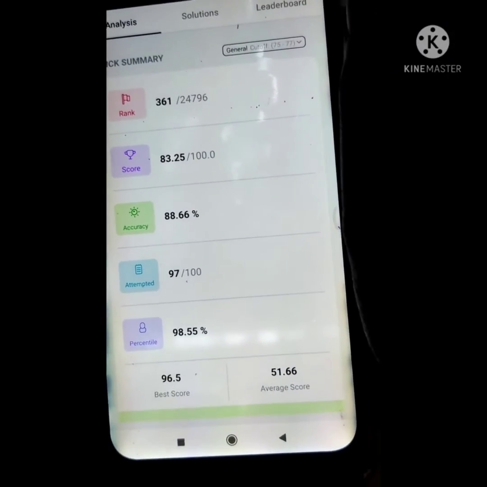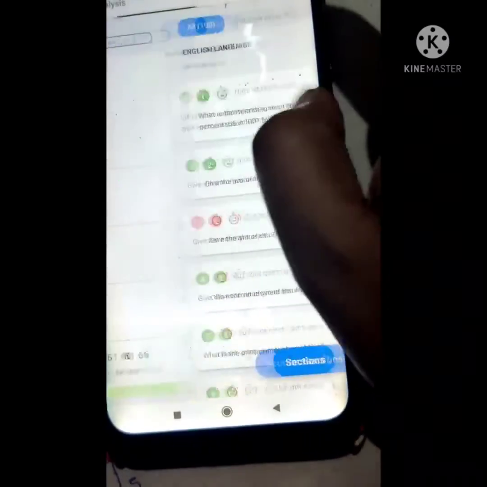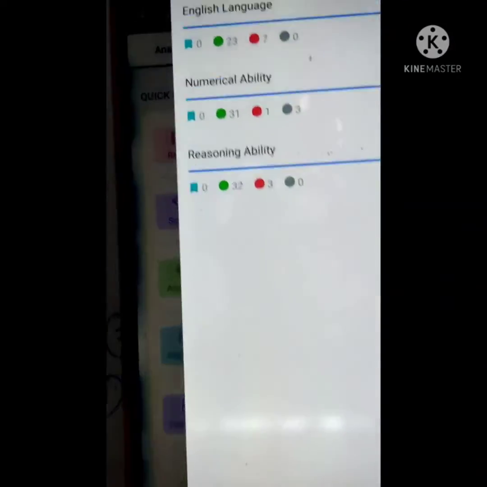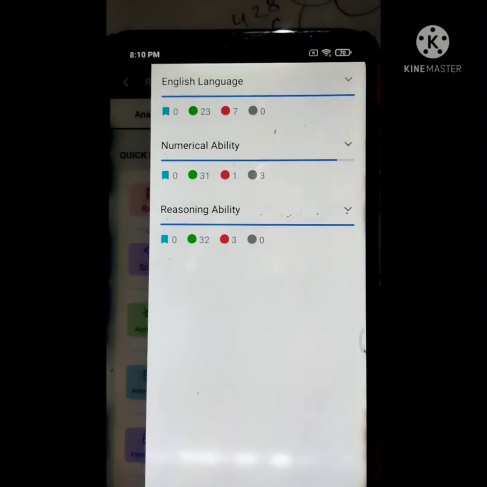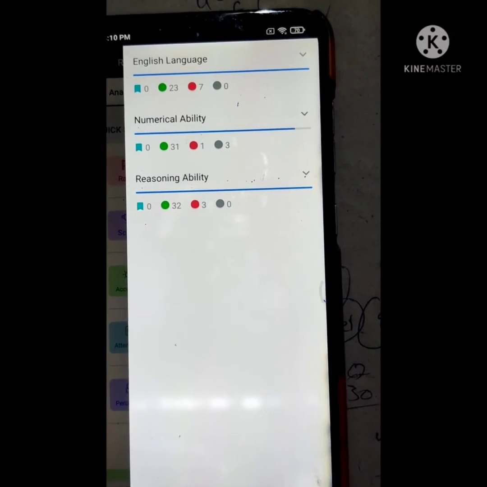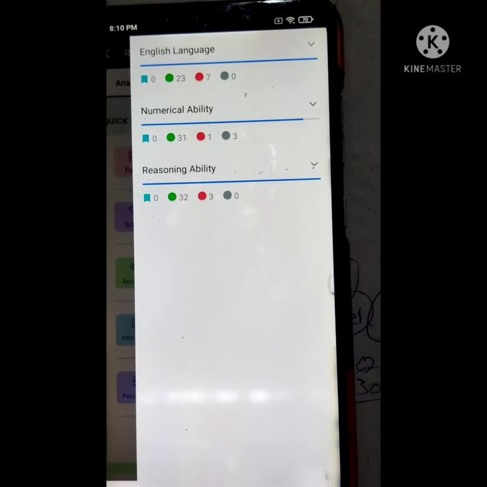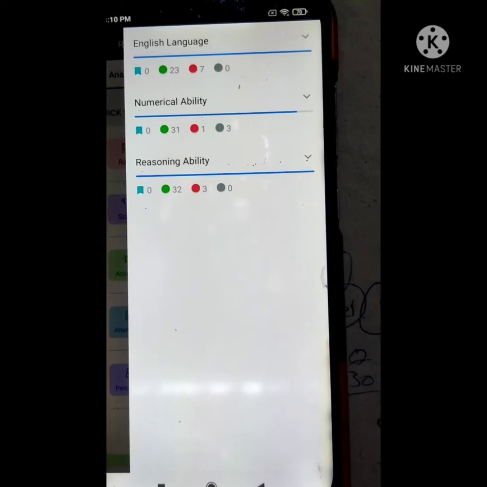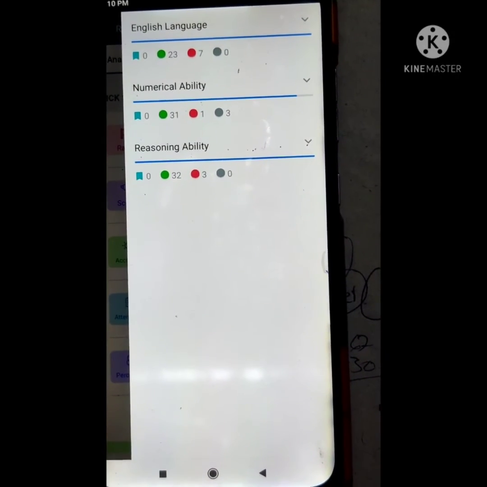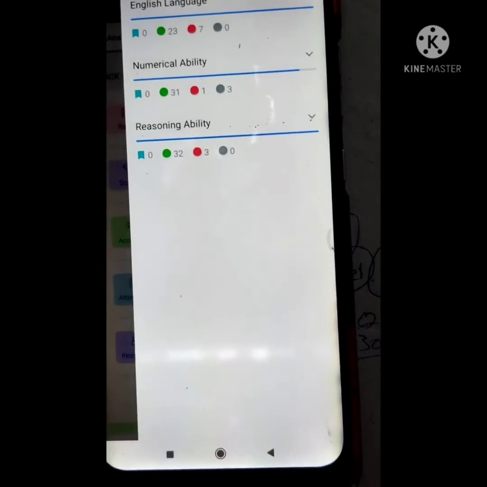And next. So this is the score. So these are my right and wrong questions. In English language 23 questions are correct, 27 wrong, and in numerical ability 31 correct, 1 wrong, and in reasoning ability 32 correct, 3 wrong. I think in reasoning ability I made mistakes in syllogisms.